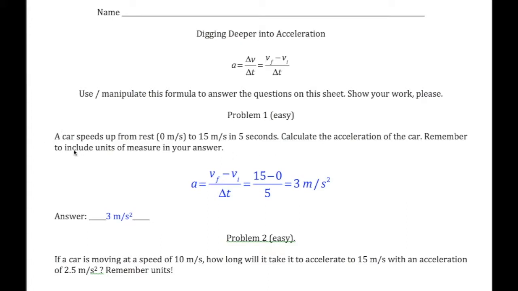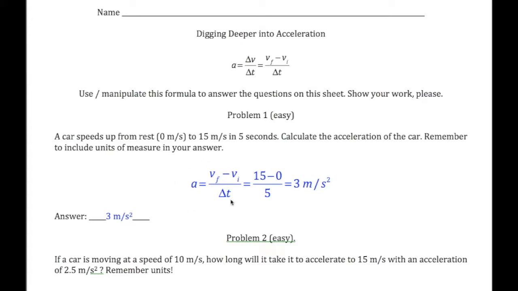Here's the first problem. A car speeds up from rest, 0 meters per second, to 15 meters per second in 5 seconds. Calculate the acceleration of the car. If you picture what's going on, it's a car that starts at rest, so it's not moving, and then it speeds up all the way to a certain speed. That speed is 15 meters per second. All in all, it takes 5 seconds for that to happen. And what do they want to know? They want to know acceleration.